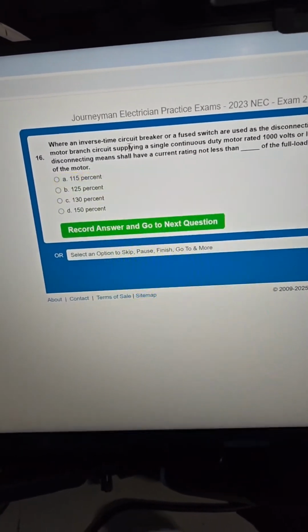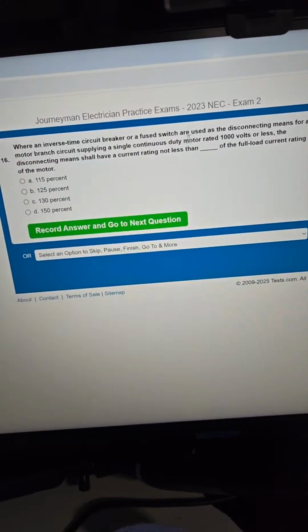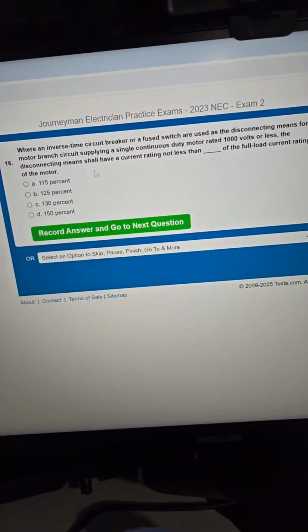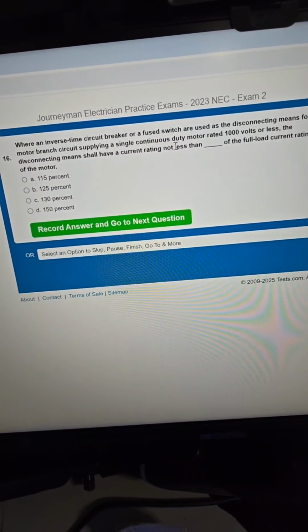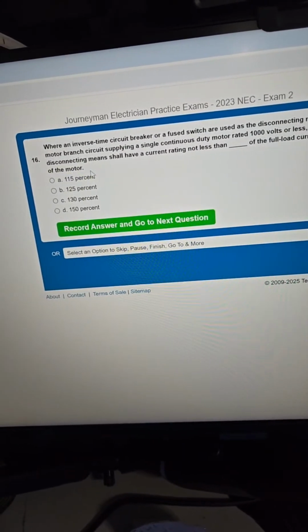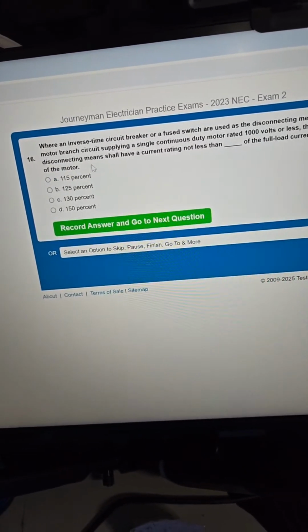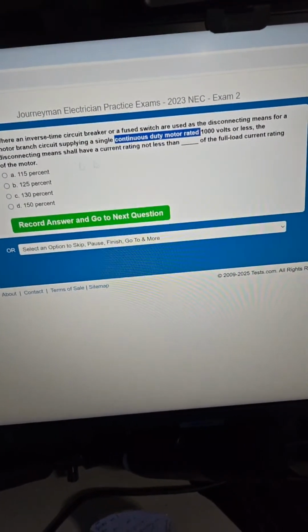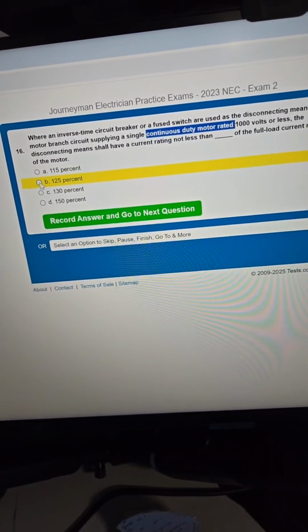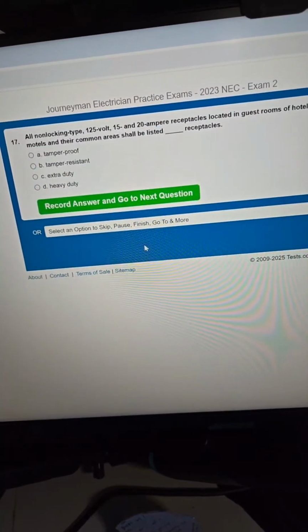We got 6 minutes. Where an inverse time breaker or fuse switch are used, the disconnecting means for a motor circuit supplying the single continuous duty motor rated 1,000 volts or less. Disconnecting means shall have the current rating not less than blank of the full load current rating of the motor. Let's see here. Continuous duty applies for the 125 rule. So we know it's going to be at least 125%. We're going to go with 125.